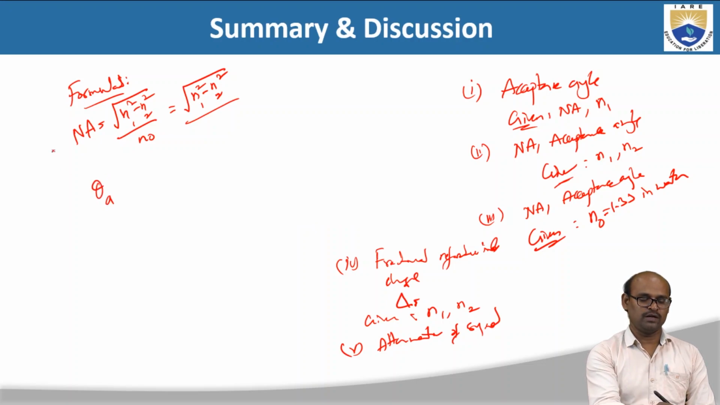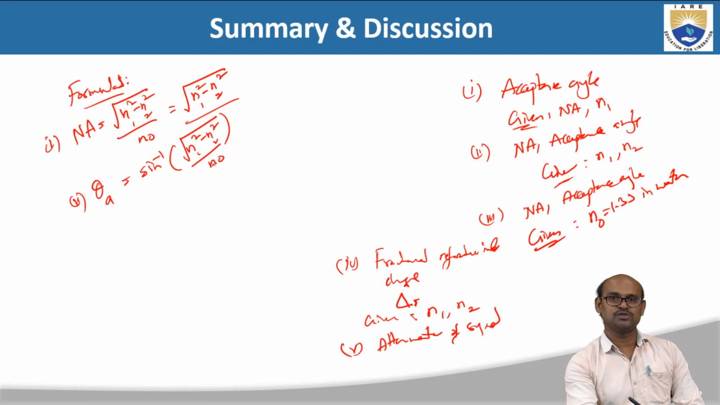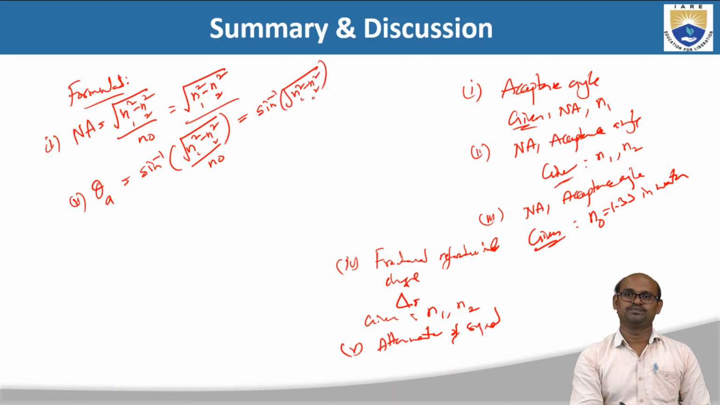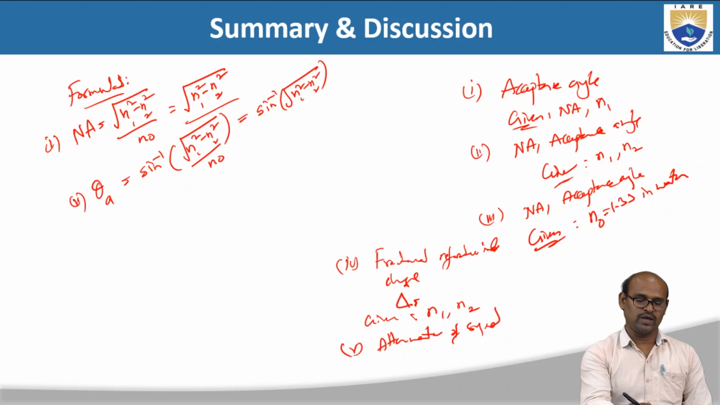Then the formula for acceptance angle is sine inverse of square root of n1 square minus n2 square, divided by n naught. Even in this formula, if they have not mentioned the launching medium, then we take the launching medium as air and use sine inverse of square root of n1 square minus n2 square, because the refractive index of air is 1. So n naught is 1. We are going to use this one.